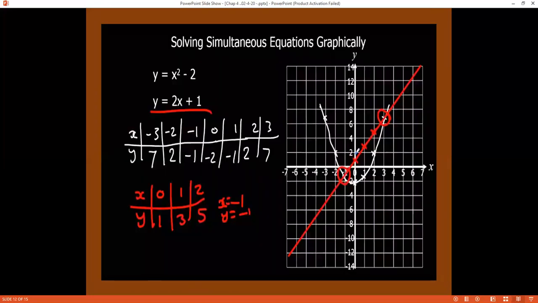Over here I have one question for the graphical method. I have two equations. Equation number one is y equals x square minus 2, and equation number two is y equals 2x plus 1. So I have to make a table for both equations. One table is red and the second table is white.